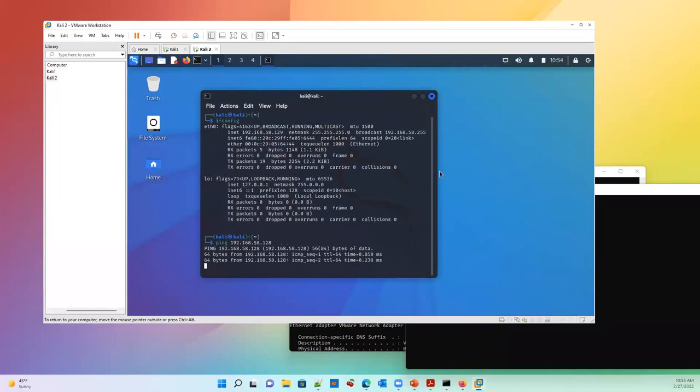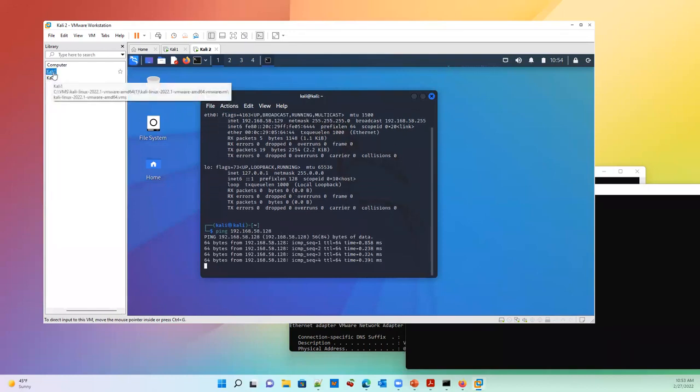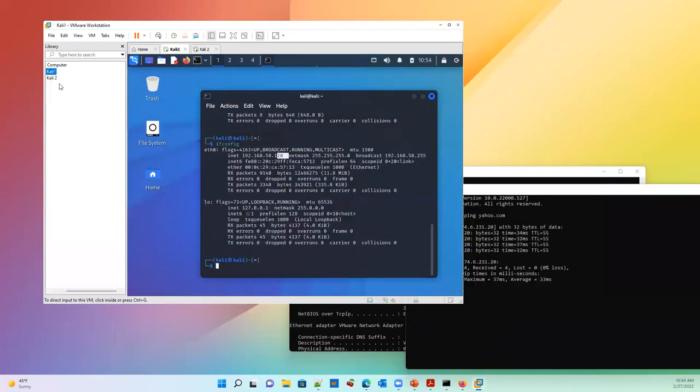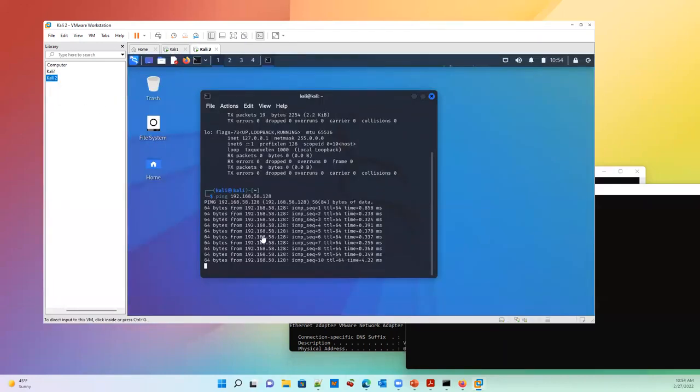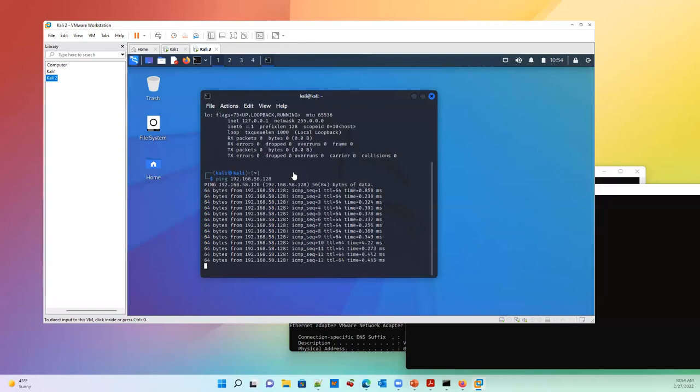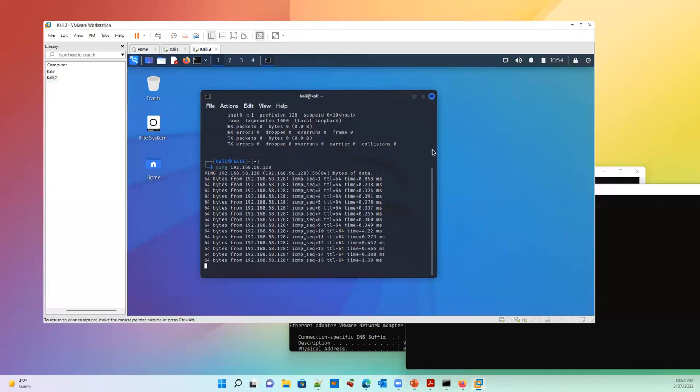So we're going to ping the inside computer in the local network, 58.128. See, I can communicate with this one now. Kali 2 can communicate with Kali 1. See? Now, if I want to ping this one, its address is 129. What is it?